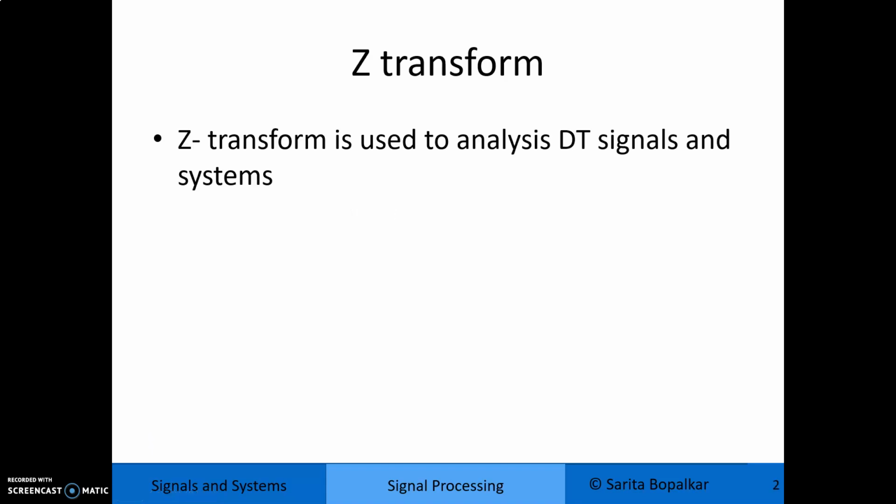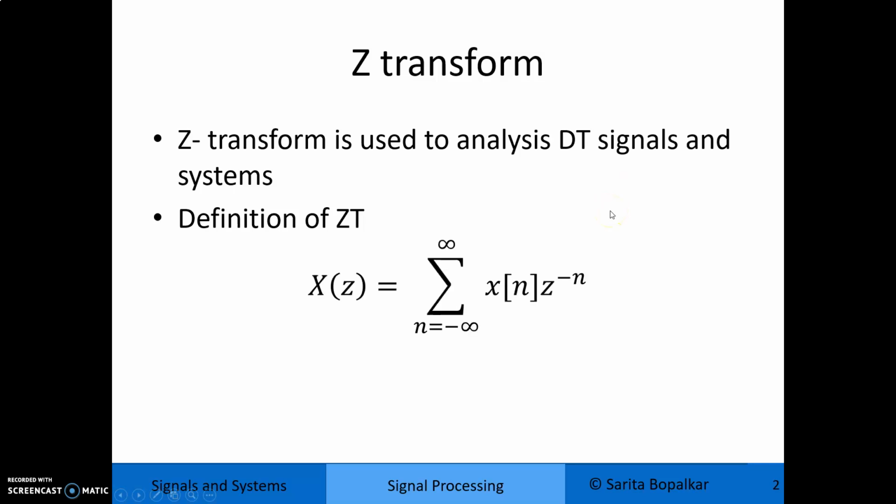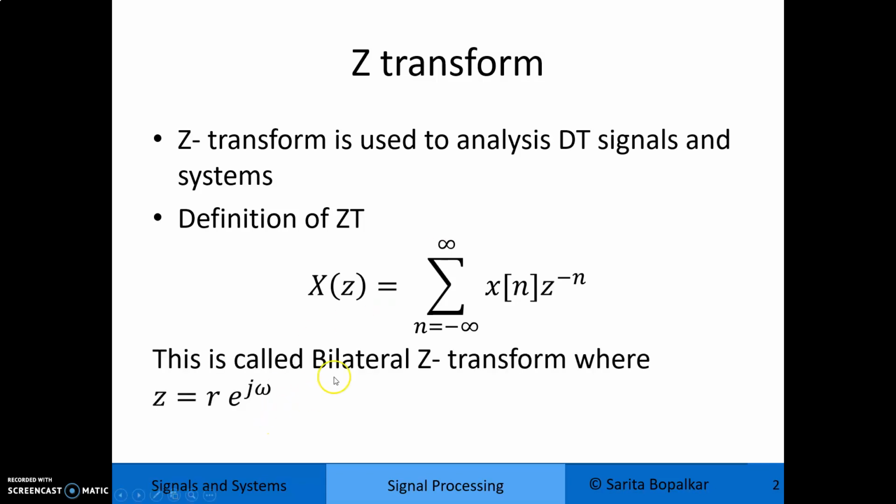Z-transform. Z-transform is used to analyze discrete time signals and systems. Definition of Z-transform is X(z) equals the sum of n varies from minus infinity to plus infinity of x(n) z raised to minus n. This Z-transform is also called a bilateral Z-transform as limits are minus infinity to plus infinity, where this z is a complex quantity and it is expressed in a polar form r e raised to j omega.